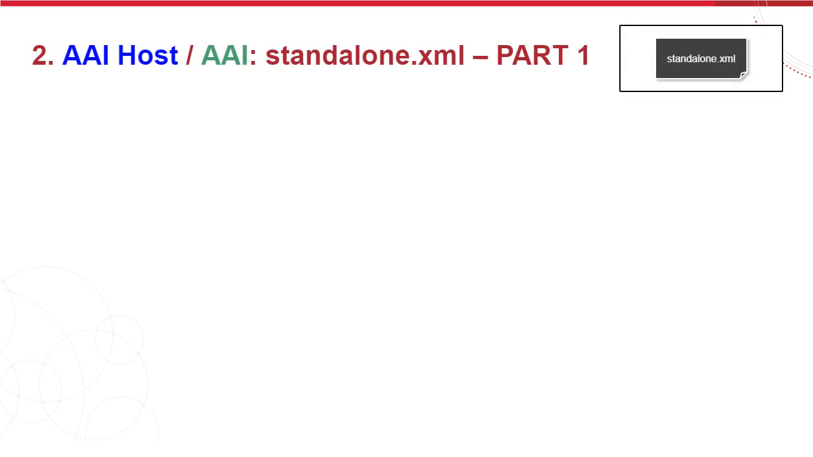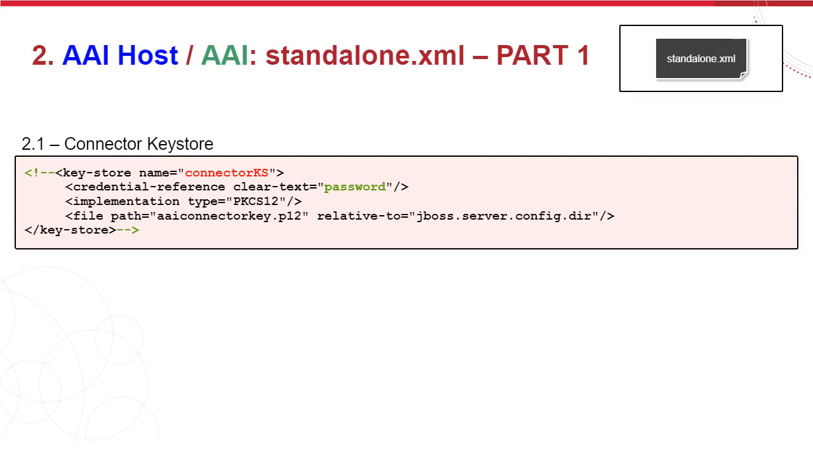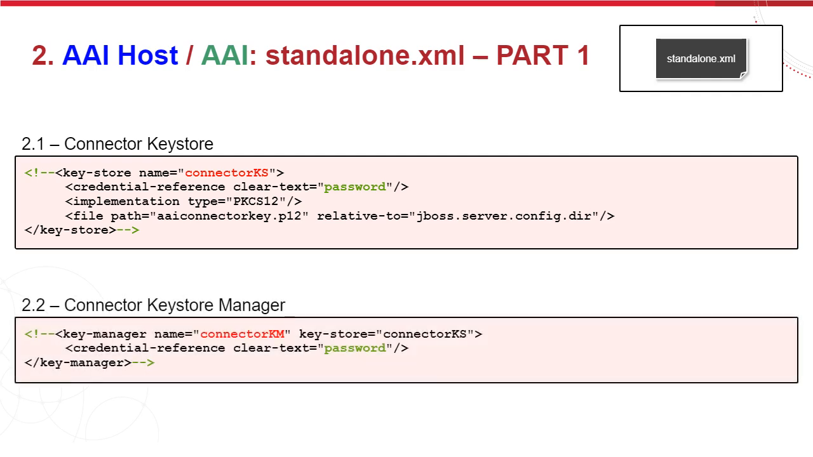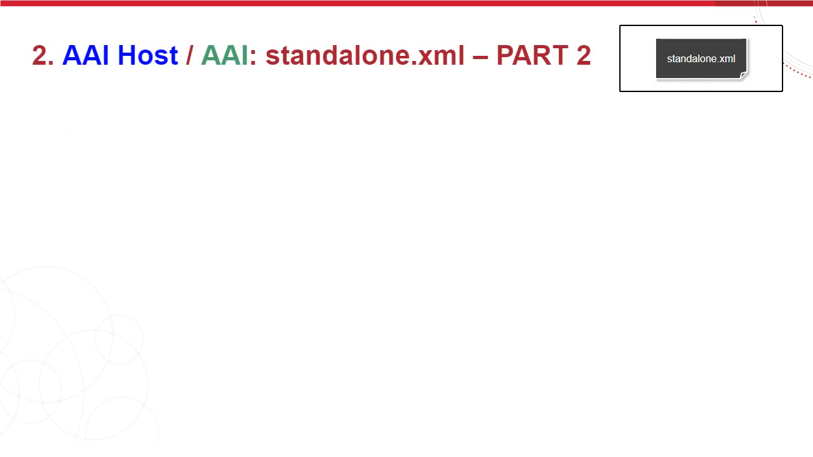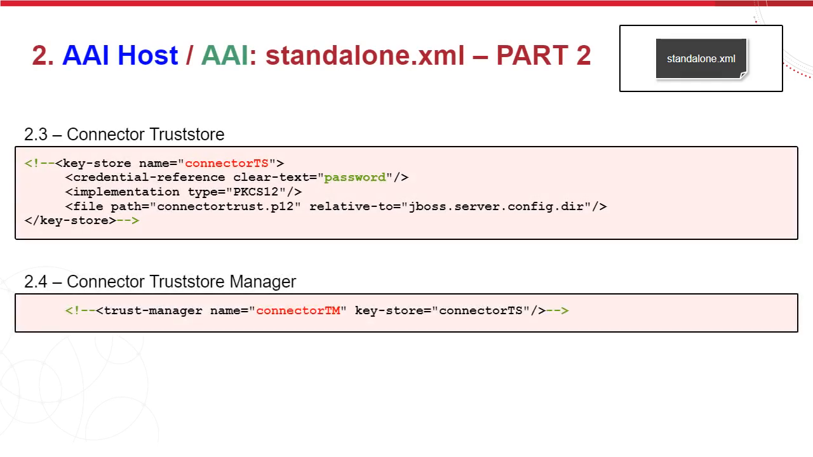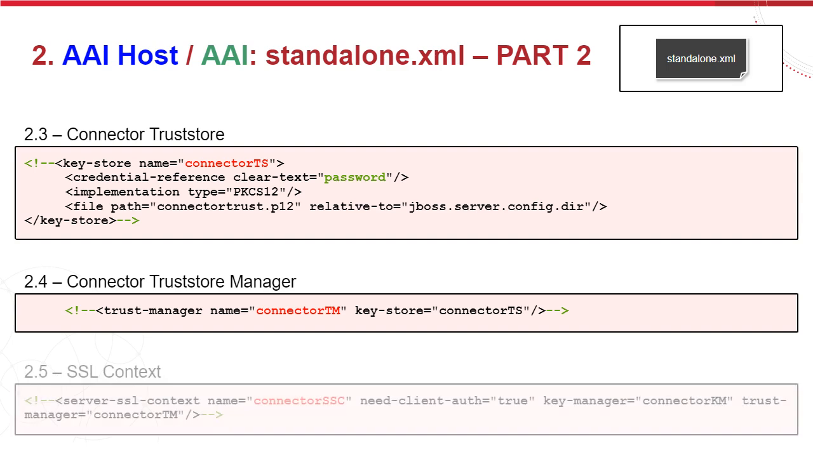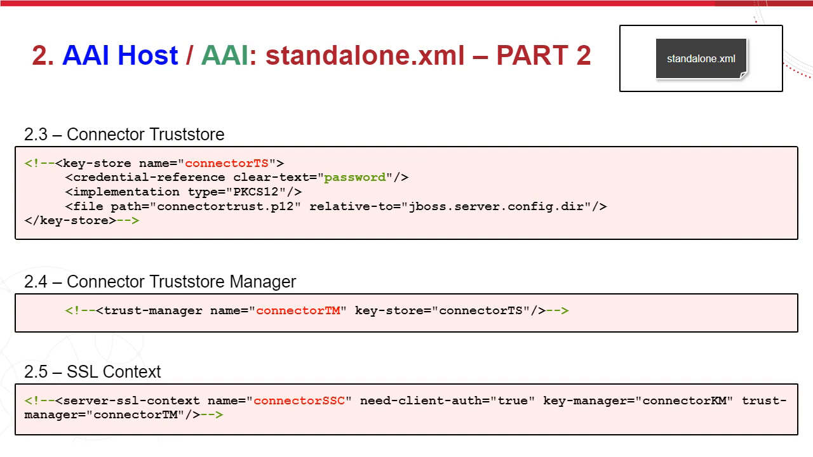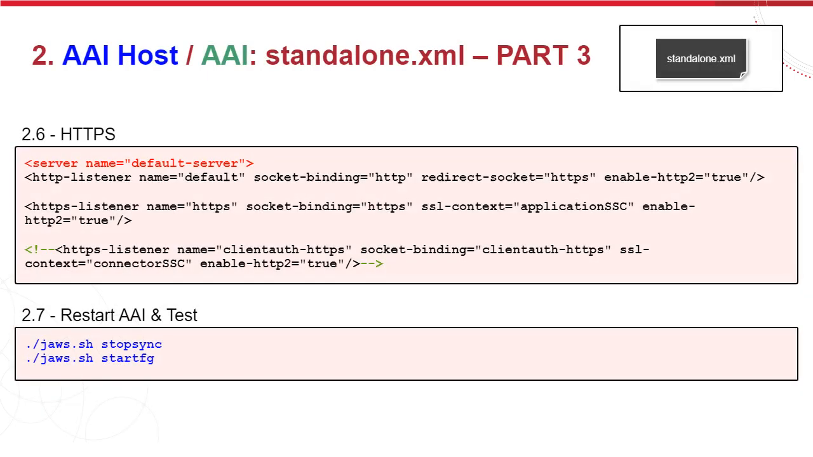Next, we update standalone.xml. We have to enable the connector key store reference and add the password. We do the same for the corresponding manager. The same applies to the trust store and trust store manager. Both must be enabled, and a password is provided. We also enable the SSL context. Finally, we enable the last line under default-server and restart AAI.